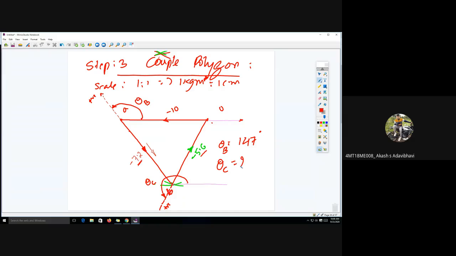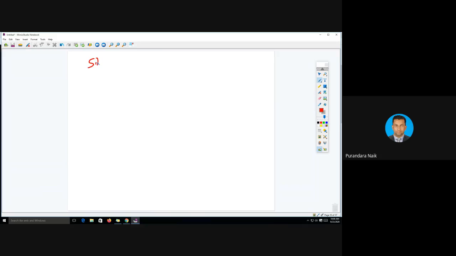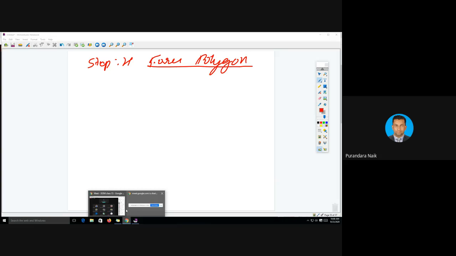233. 233 degrees. So if you know the value of theta C and theta B, you can go for the next step, step 3 or step 4. Force polygon, right? Please draw the force polygon with the help of these thetas, and you can find out the value of FD and the corresponding angular position of D. Okay? Can you do it?